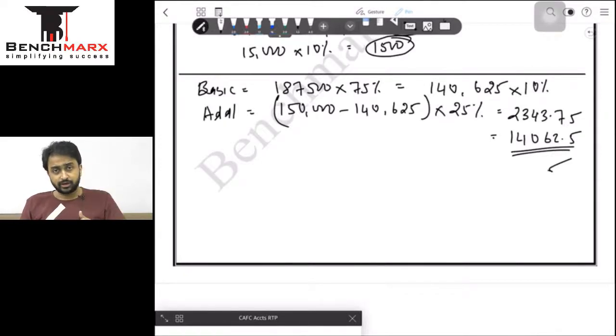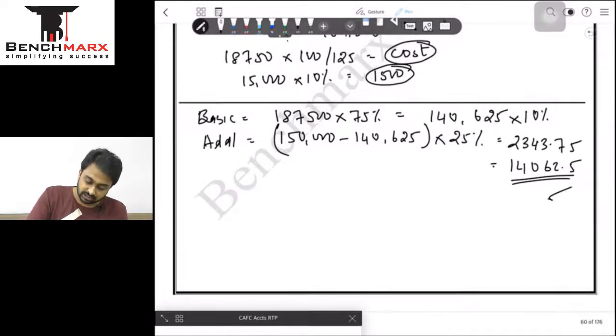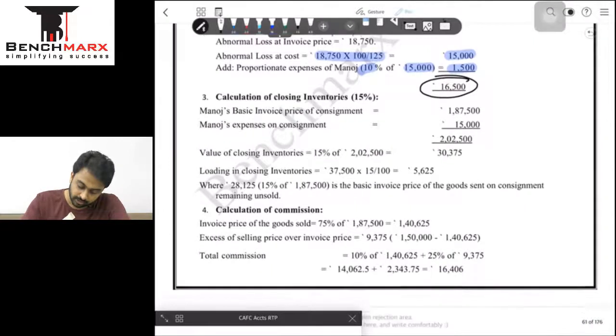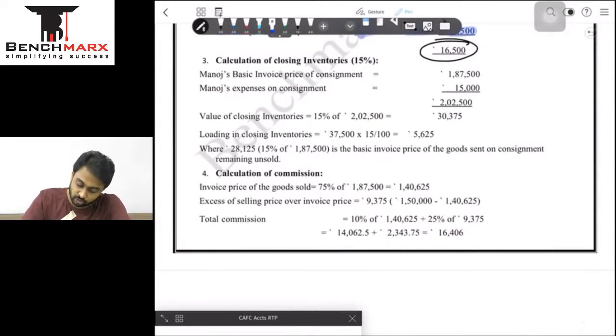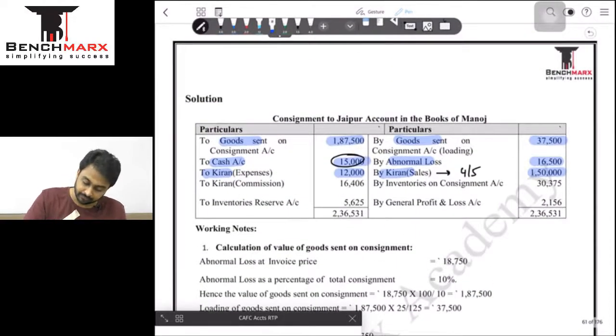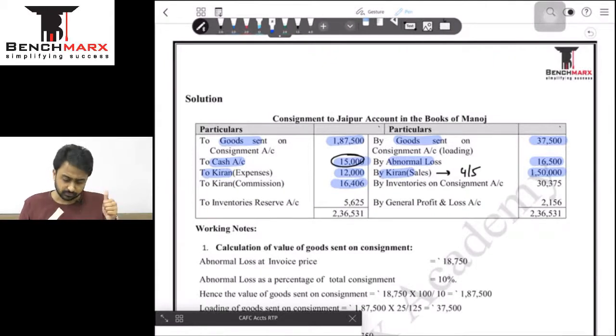Commission was on the invoice price of sale proceeds, that is 75% of the total because 75% is sold, 10% on the invoice price of that value, and on any price of sales above the IP, 25% of that. Let us see how the ICA has solved it. Commission: here 75% of 187, we have taken this value as 140, and any excess of 150 minus this amount, 25% of that excess amount and 10% of IP, all put together, the commission appears to be 16,406. The entry for which is consignment account debit to consignee as commission 16,406. Commission gone, loading on goods sent gone, abnormal loss gone, only one item remains, the value of the consignment stock.